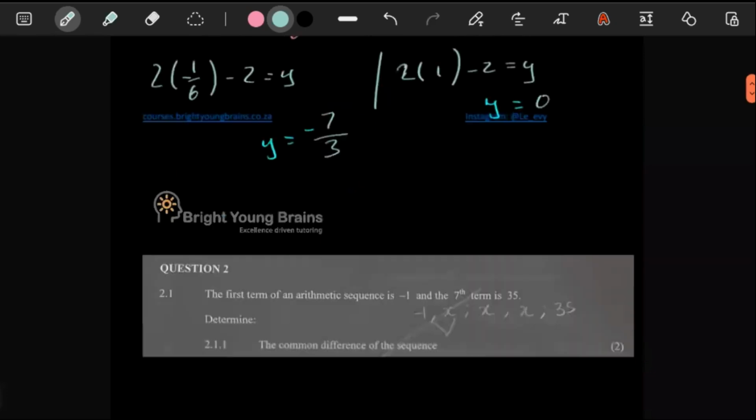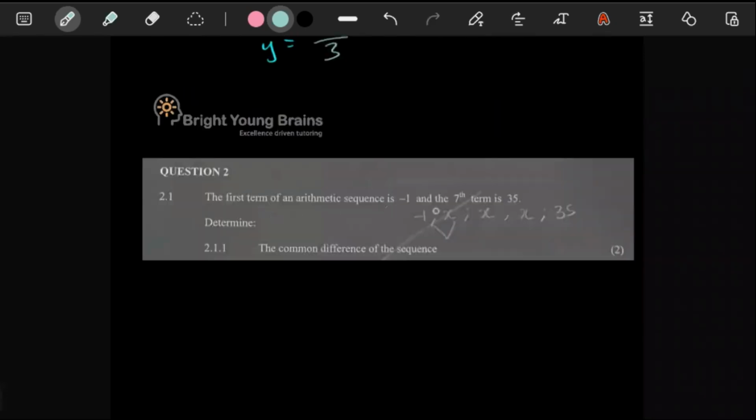Moving on. The first term of an arithmetic sequence is negative 1, and then it says the seventh term is 35. So a is equal to negative 1, T7 is 35, and they want a value for d. The easiest way to get a value for d in this situation, since we cannot use T2 minus T1, is to use the general term of our arithmetic sequence.